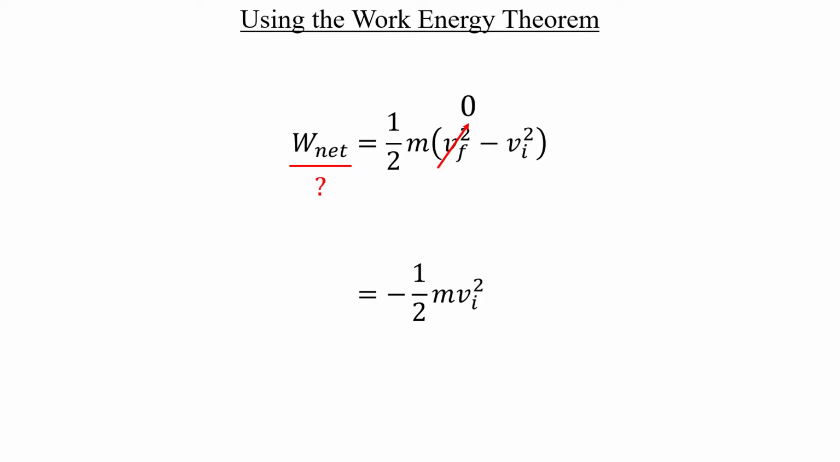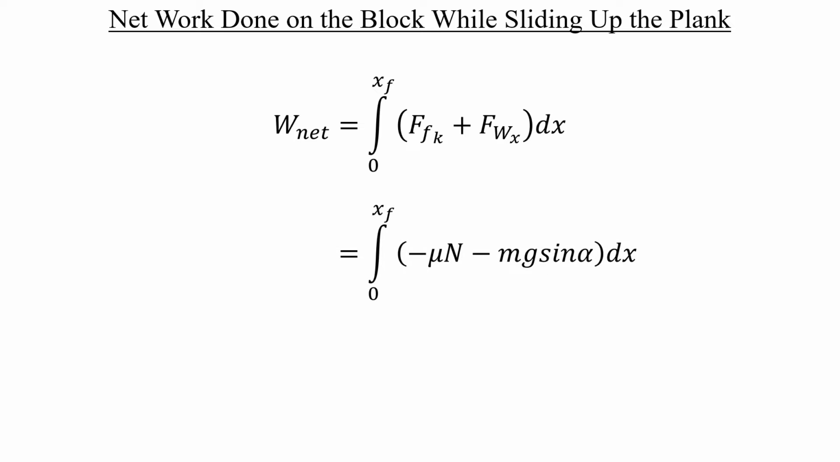Well, it certainly won't be constant because of that variable coefficient of friction, so let's use the integral definition for work. We have the force of kinetic friction and the sine component of the weight acting against the direction of the displacement. So we'll need to integrate the sum of those two along the x direction from the bottom of the plank to wherever it stops. Let's plug those expressions in now.